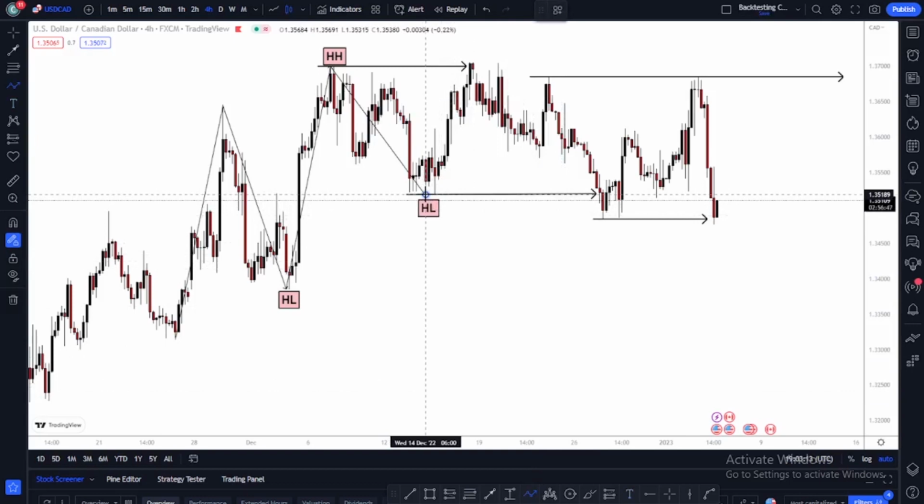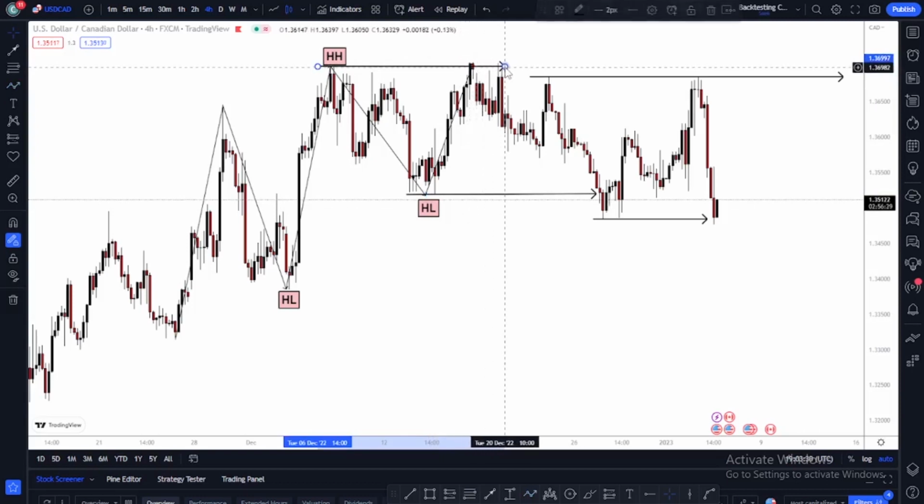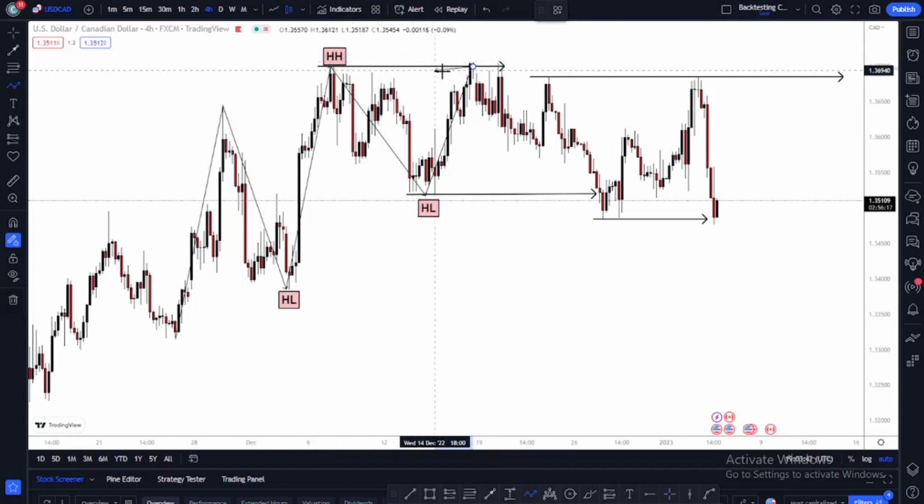After a higher low was created, what did the price do next? It went ahead and created a higher high. Why is this a higher high? Because price closed above our previous higher high. So this right here becomes our new higher high.